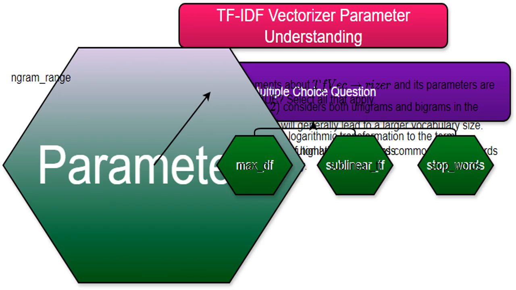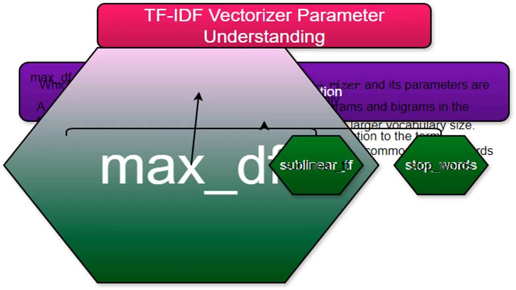This parameter controls how frequently a word must appear across all documents to be included. A higher value means only words that appear in a large portion of the documents are kept. I think of it like setting a filter to remove words that are too common across the dataset.